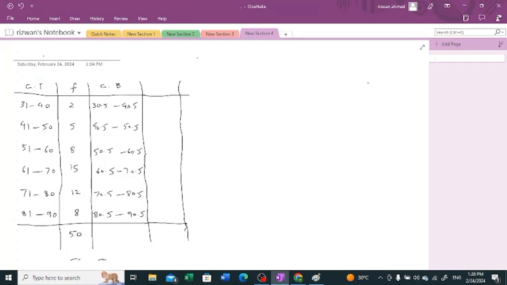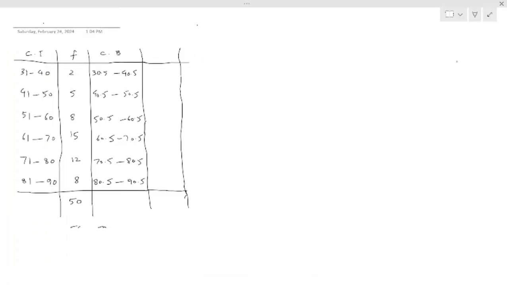If we talk about the range, it is simply the difference between the maximum value of the data and the minimum value. The maximum value over here is 90, take away 31. So this is giving you 59 as the range.